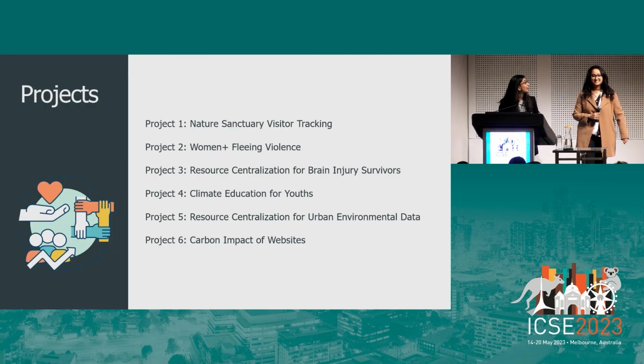Sorry about that. So the 6 projects that we had in our program were diverse in their own ways. So the first project was a nature sanctuary visitor tracking system. The second project was Women Plus Fleeing Domestic Violence. The third project was towards survivors who were facing a brain injury. The fourth was a climate education for youth. And the fifth was a resource centralization for urban environmental data. And the last one was a website that could track carbon impact of web browsing.